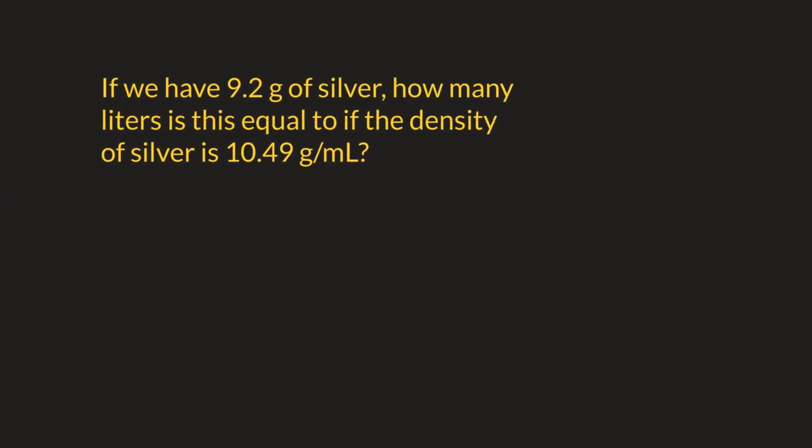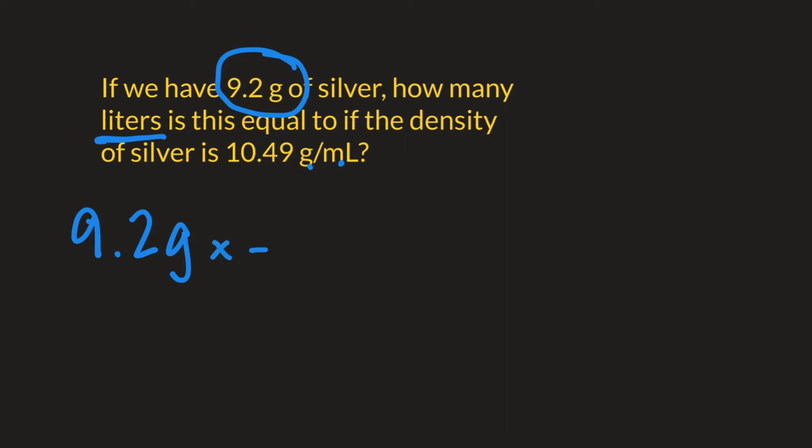If we have 9.2 grams of silver, how many liters is this equal to if the density is 10.49 grams per milliliter? So you'll start to see the problem's going to be, how do I know what number to start with in some of these problems? But again, for density problems, you're going to start with anything but the density. So I'm going to start with 9.2 grams. I want to get to liters, which is a volume. Density allows me to convert between mass to volume.